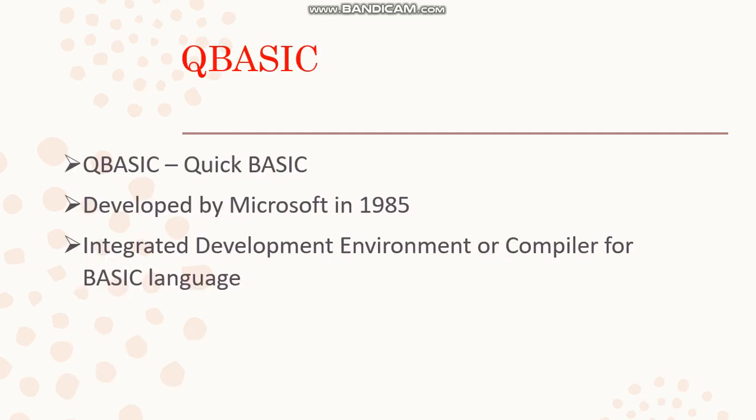Next, in this chapter, we will discuss the QBasic program. I already said BASIC is a high level language, so QBasic is also a high level programming language. QBasic stands for Quick Beginners All-purpose Symbolic Instruction Code. It was developed by Microsoft in 1985. It is a very simple and very interesting programming language. It is an integrated development environment or compiler for the BASIC language.